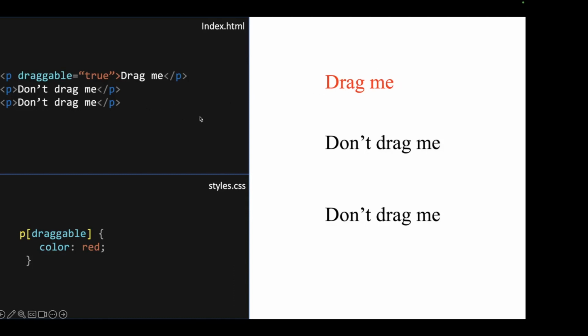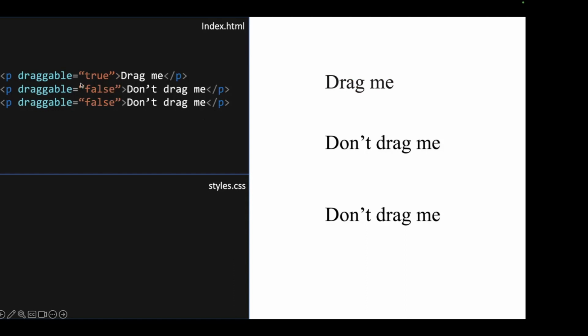So now let's look at this. So all of them has draggable. Okay? But only one of them is true. The other ones are false. Now, what does our CSS style say? Our CSS style says, target a P element that has a draggable. Now, in this case, all of them has draggable. But the draggable that is false is the only one I want to be red. I believe that now it should be making sense to you guys.